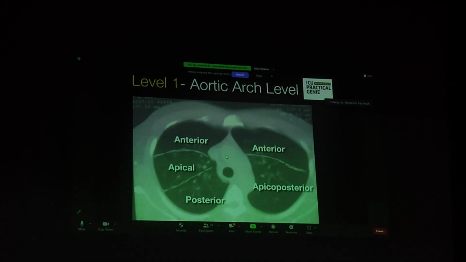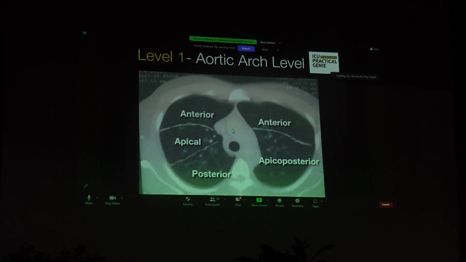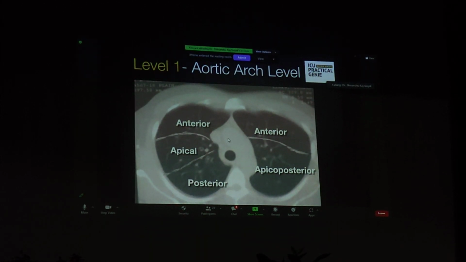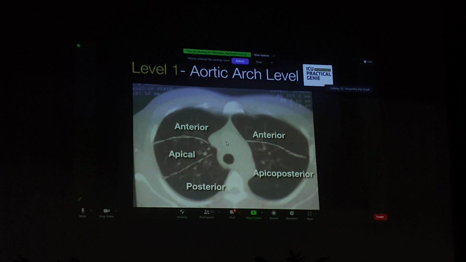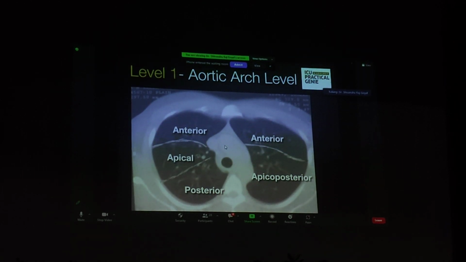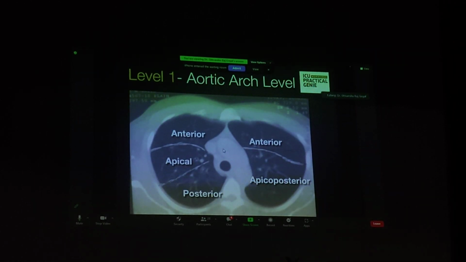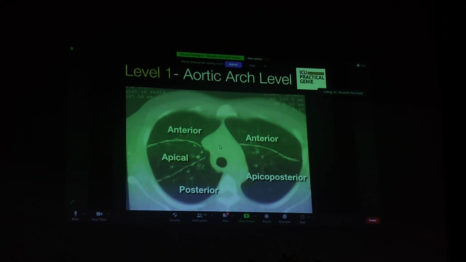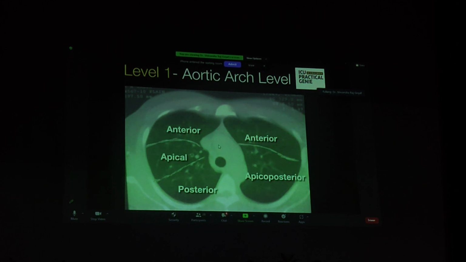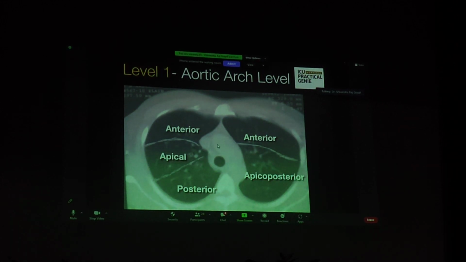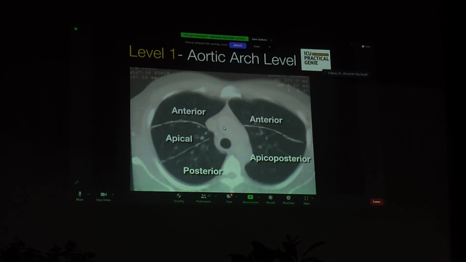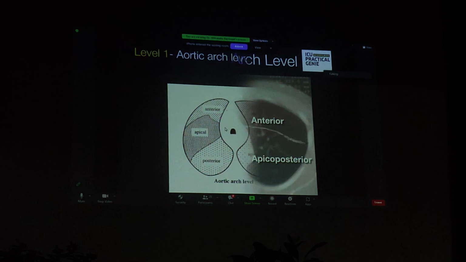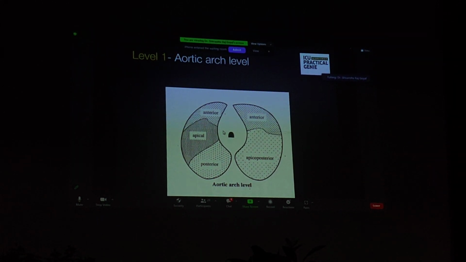So when we come to the aortic arch level, whenever you see a CT scan in which you can see the aortic arch in the center, what segments are visible at this level? On the right lung, you see the anterior segment, the apical segment in the center, and the posterior segment behind. On the left lung, you see anterior in the front and apico-posterior behind. This is the way you see the bronchopulmonary segments at the aortic arch level.